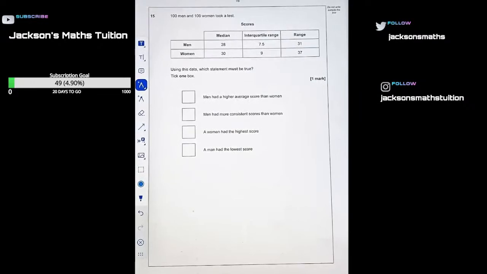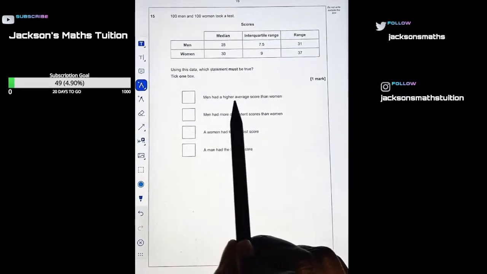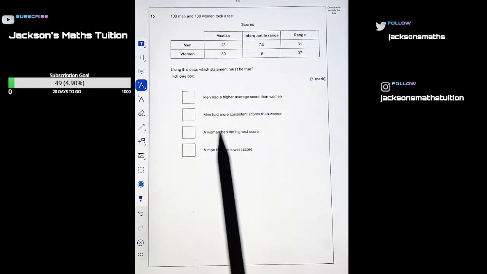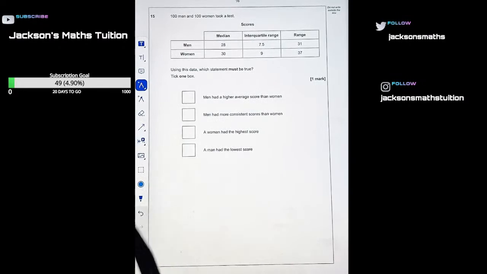More. Okay, number 15. 100 men and 100 women took a test. The median is given as 28 and 30 respectively. Interquartile range 7.5 and 9, and then we have 31, 37. Use this data to tick the statement that must be true. Okay? Now, it says men had a higher average score than women. Men had more consistent scores than women. A woman had the highest score, and a man had the lowest score.